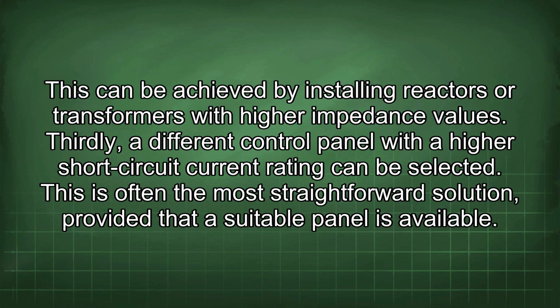This can be achieved by installing reactors or transformers with higher impedance values. Thirdly, a different control panel with a higher short-circuit current rating can be selected. This is often the most straightforward solution, provided that a suitable panel is available.